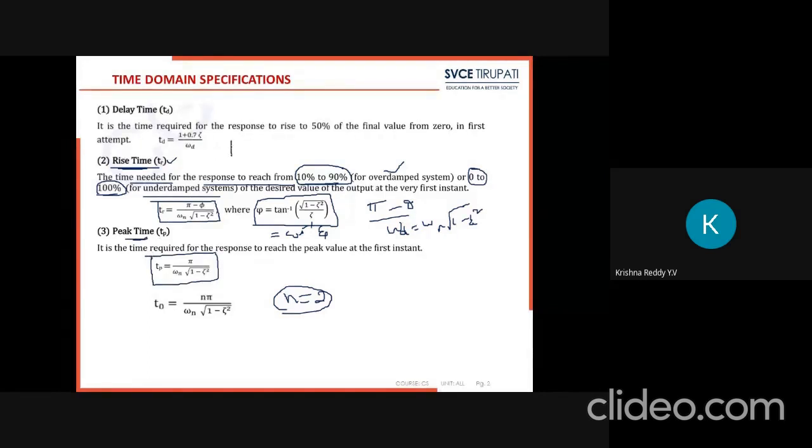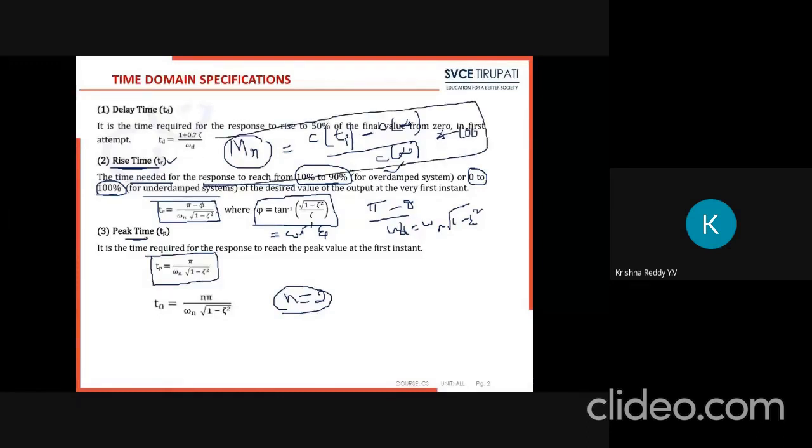Next, what is the peak overshoot? Peak overshoot means it is the normalized difference between the time response peak and the steady state value. It is C of Tp minus C of infinity, divided by C of infinity, into 100. It is the normalized difference between the time response peak and the steady state value.